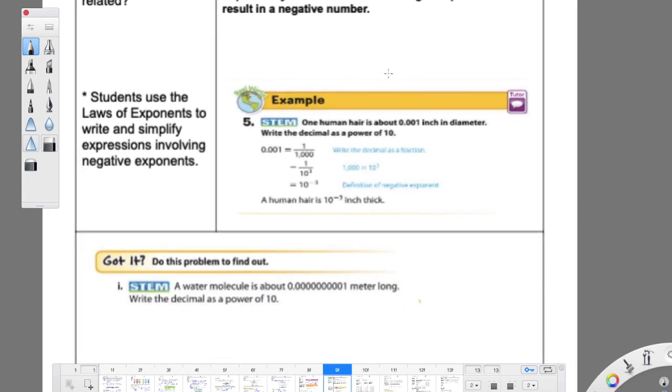So we have 1 human hair is about 0.001 inch in diameter. Write the decimal as a power of 10. So we're starting to look at scientific notation a little bit here. Not fully, but they're introducing it a little bit. So if we look at this and we wanted to move this over, we go 1, 2, 3. And that would make it 1, which is why we have 1,000 on the bottom. This is how we write a decimal into a fraction. We see how many spaces I need to move it, and we put a 1 with that many zeros. So I had to move it 3 times, so I have 1 with 3 zeros.